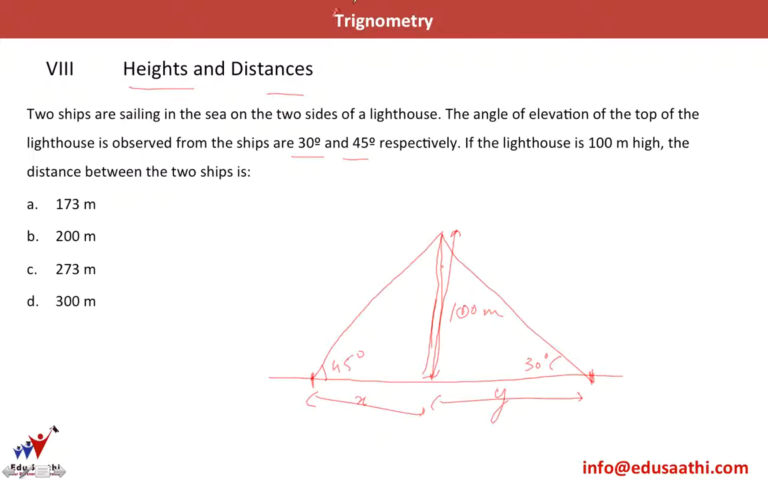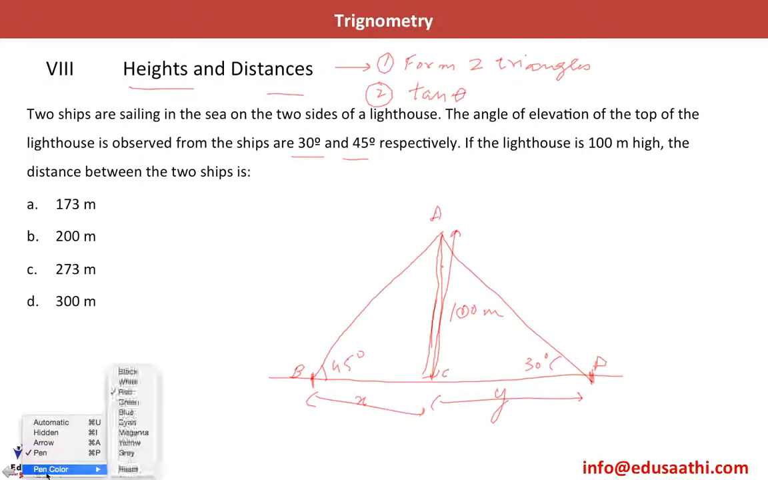Now remember, in all the heights and distances questions, there is a shortcut. You need to form two triangles. This is the first step. And the second step is that you need to apply the formula for tan theta on both these triangles. So let's form the two triangles. Let's name this top of the lighthouse as A, this is B, this is C, and this is D. So at B and D we have the two ships. So one ship is at B and the other ship is at D.